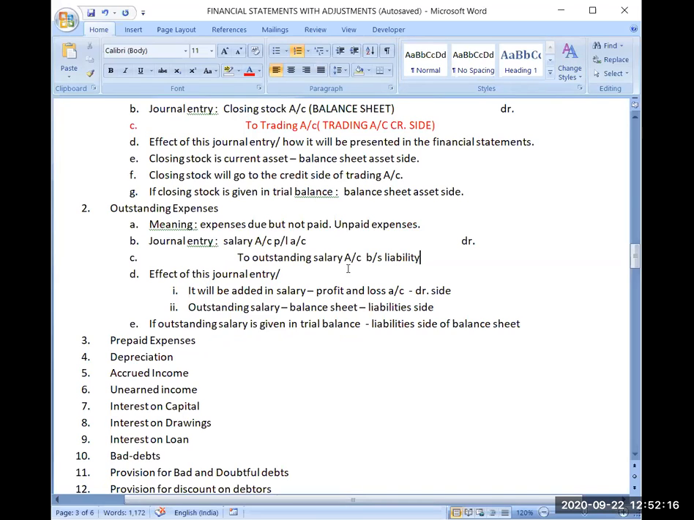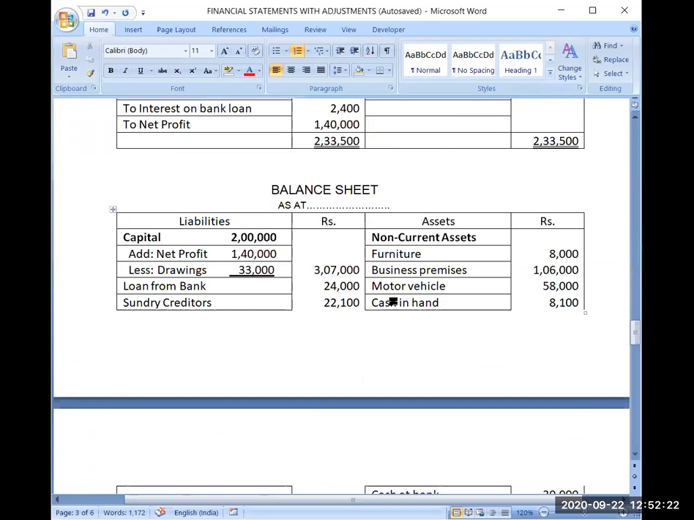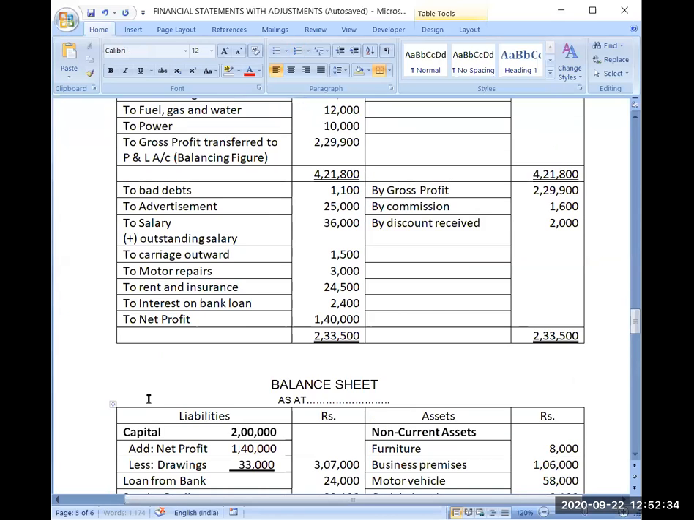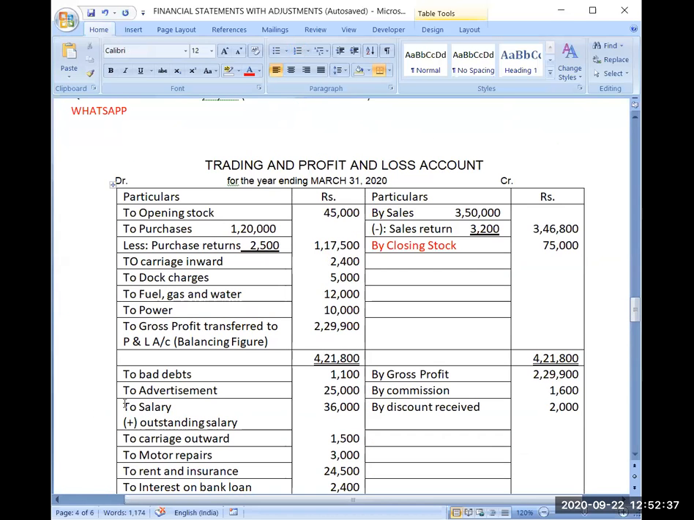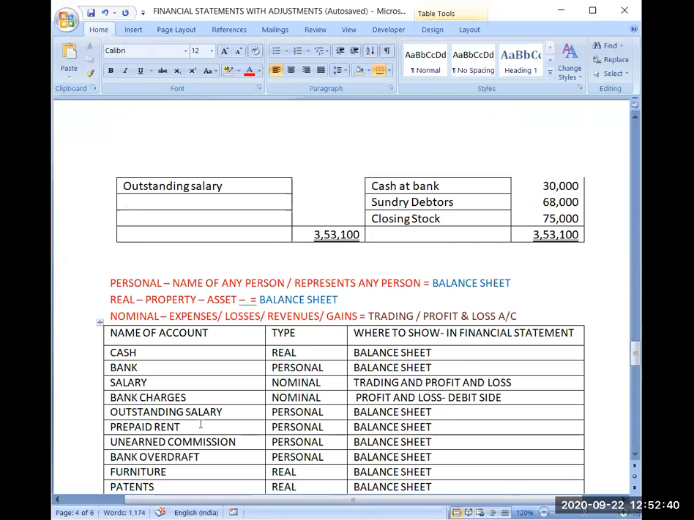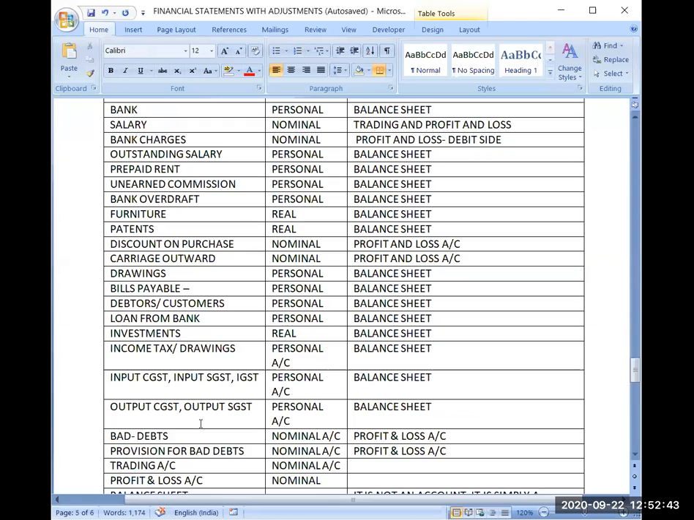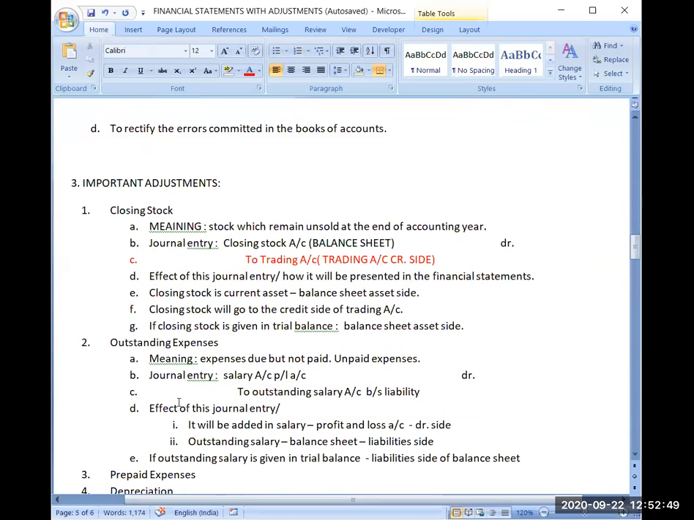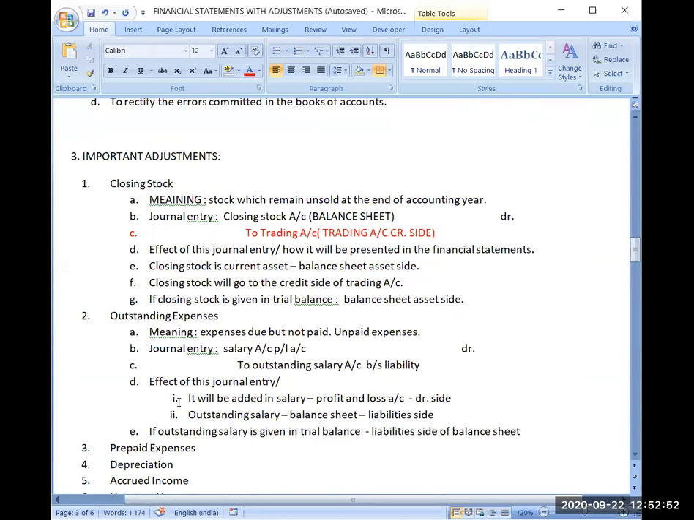It is also mentioned here how to attempt this. In the balance sheet, you will write outstanding salary on the credit side. In this way, first I have added the outstanding salary to the salary account, and then I have shown it on the liability side of the balance sheet here. This way, this adjustment will be completed. So I have discussed these two adjustments again, and I hope how to decide about each and everything regarding any adjustment is clear to all of you.